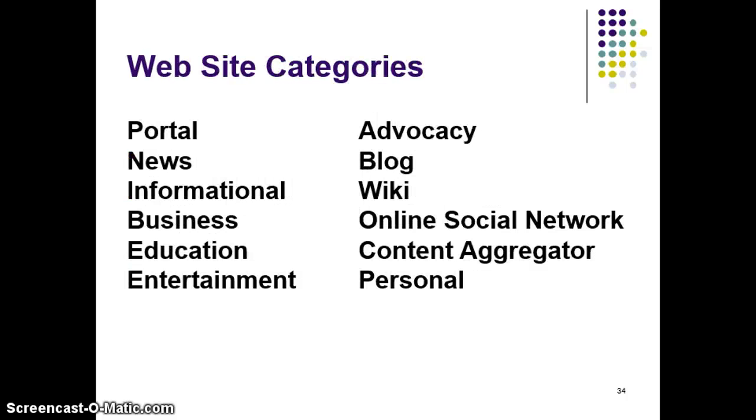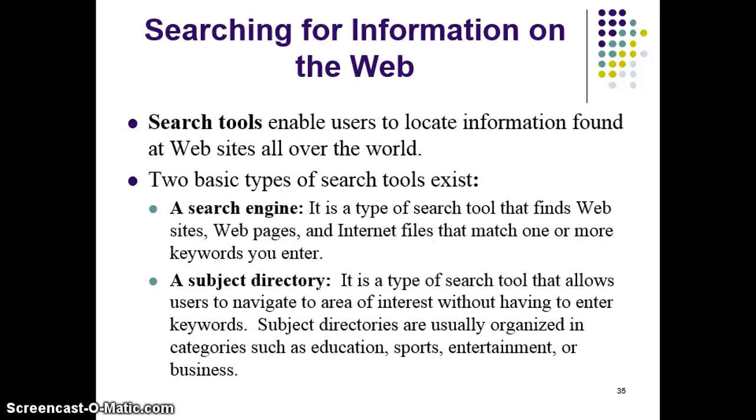Website categories. Searching for information on the web. Search tools enable users to locate information found at websites all over the world. Two basic types of search tools are: a search engine is a type of search tool that finds web pages, websites, and internet files that match one or more keywords that you enter.